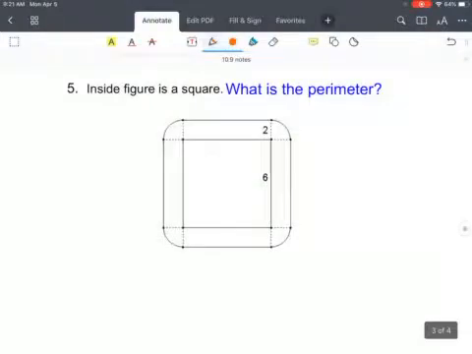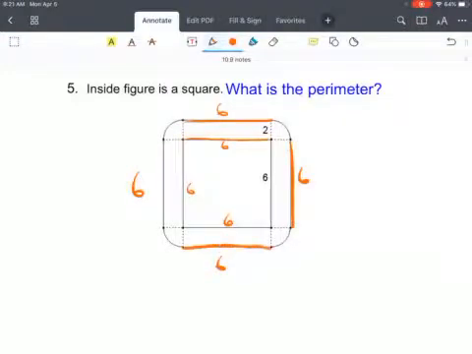For number 5, we have the inside figure as a square. So take our square properties. We got 6, 6, and 6. And that's the same on the outside. So we have 6, 6, and 6. So our straight lines there are all 6, which means we have a perimeter of 24.